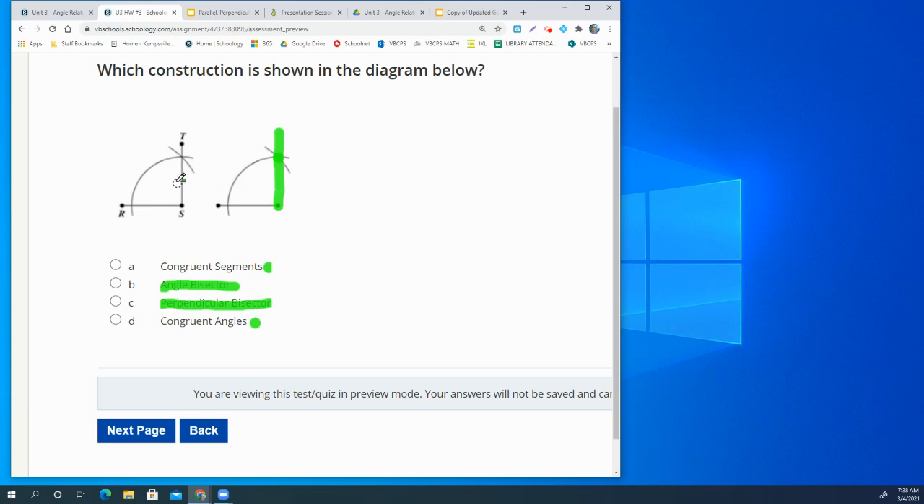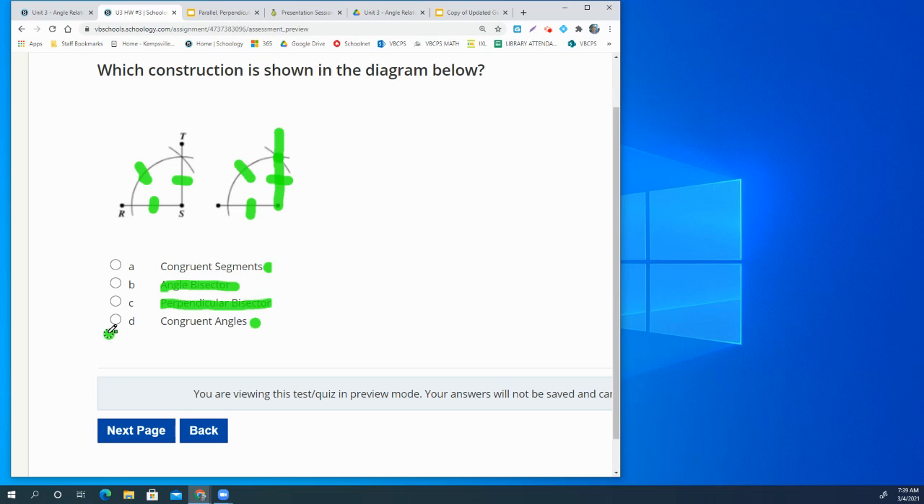Congruent segments is the tempting one 100% because we've got congruent segments here and here and here and here. That is 100% true. There is a more complete answer, and that's congruent angles. So all 4 of these congruent segments give this congruent angle. And that's what makes this question crazy hard, is because both of these answers are really true. It's just that congruent angles is a more complete answer. It's more specific.